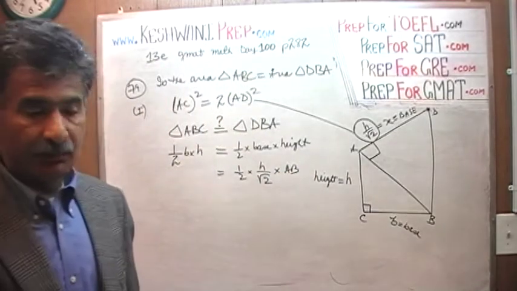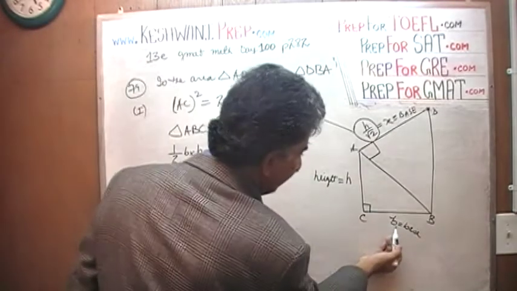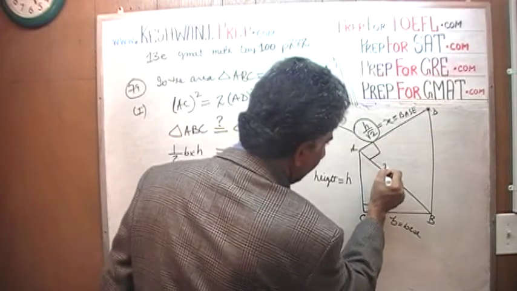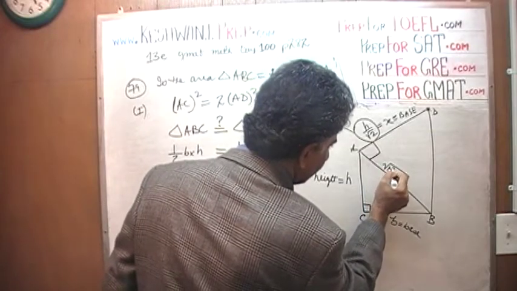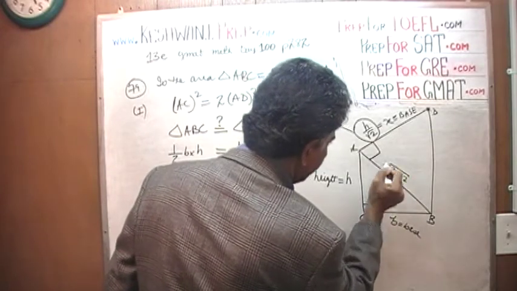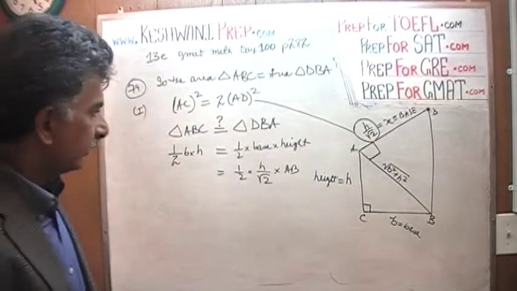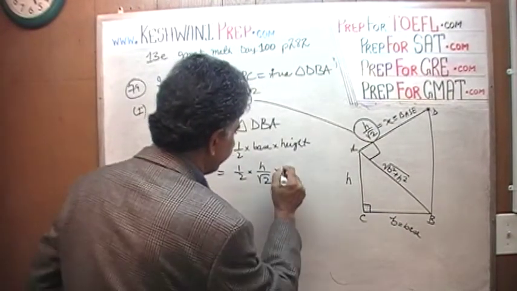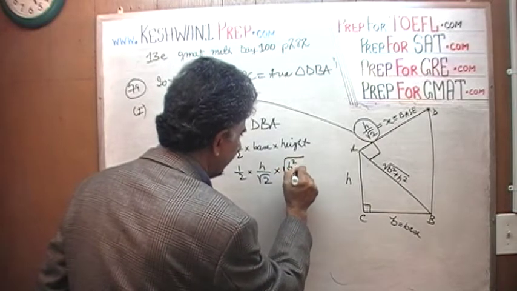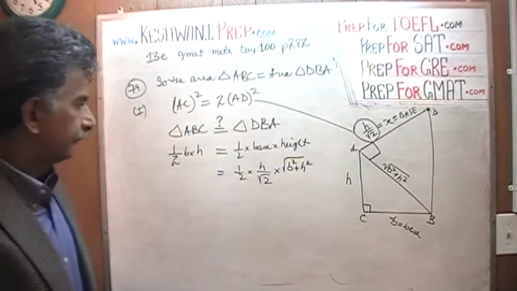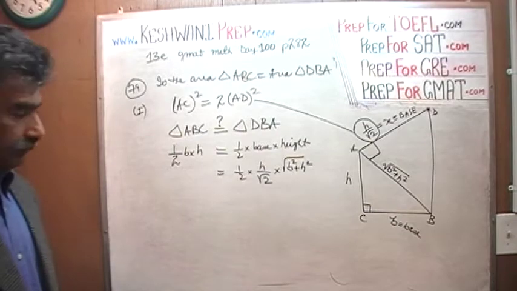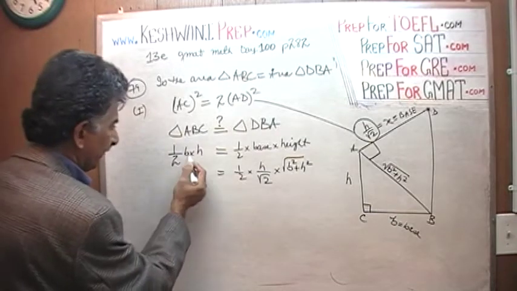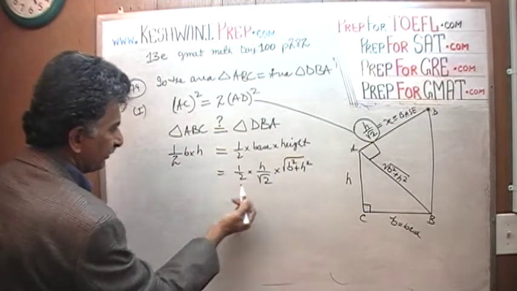And how much does AB equal? Because this is B and this is H, this comes out to be the square root of B squared plus H squared, from the simple Pythagorean theorem. Okay, stay with me on that. So that's what I'm going to put here: square root of B squared plus H squared. So far so good. And here we have 1/2 base times height.